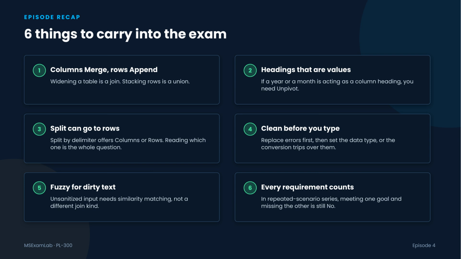4. Clean before you type. Replace errors first, then set the data type or the conversion trips over them. 5. Fuzzy for dirty text. Unsanitized input needs similarity matching, not a different join kind. 6. Every requirement counts. In repeated scenario series, meeting one goal and missing the other is still no.